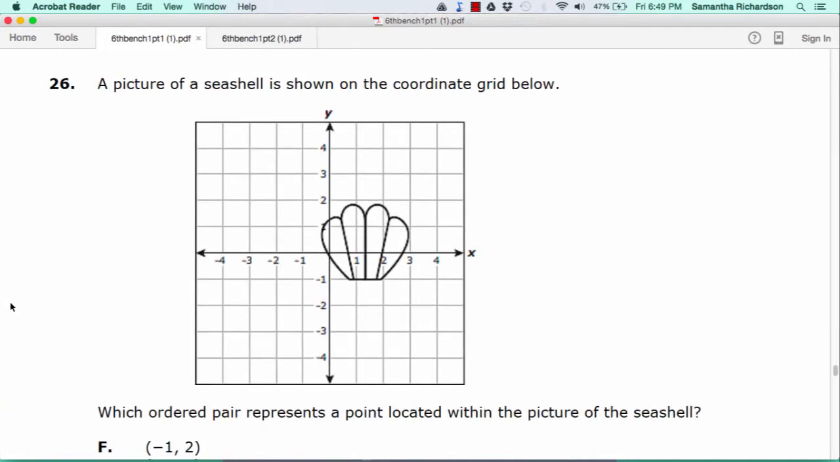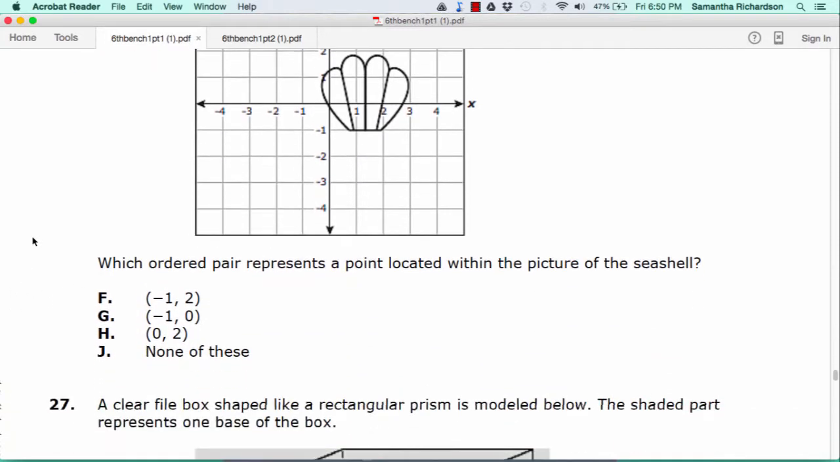Question 26. A picture of a seashell is shown on the coordinate grid below. Which ordered pair represents a point located within the picture of the seashell? F, -1, 2. G, -1, 0. H, 0, 2. J, none of these.